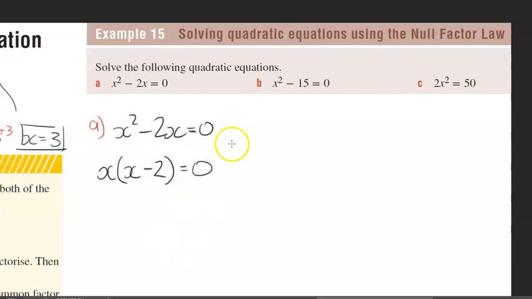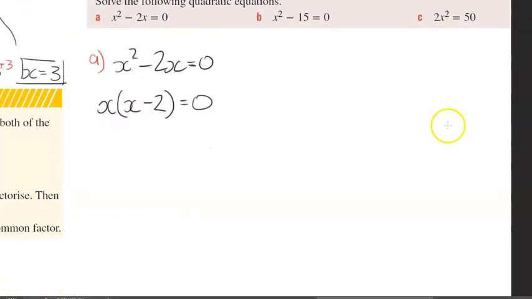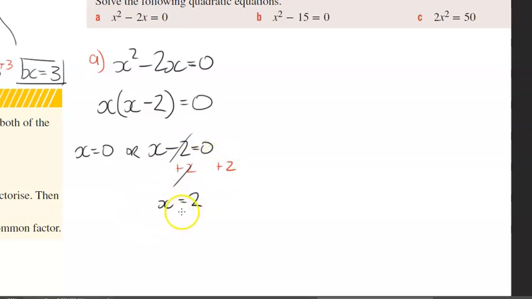to 0. And just like the previous example, we're going to use the null factor law and state that either x is equal to 0 or x minus 2 is equal to 0. So at least one of these terms has to equal 0. So we're going to find out which terms are on. We've got the first one, x is equal to 0. You don't have to solve for this one. In this case here, we're going to plus 2 to both sides. And so we have x is equal to 0 plus 2, which is 2. So our solutions in this case are x is equal to 0 or x is equal to 2.